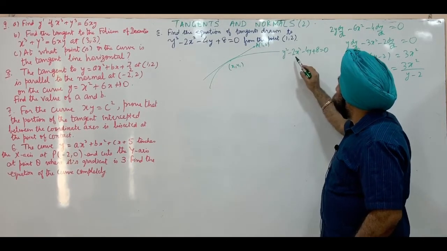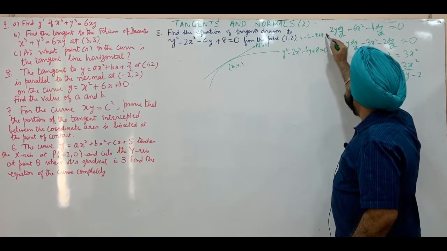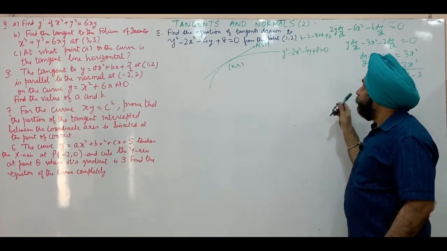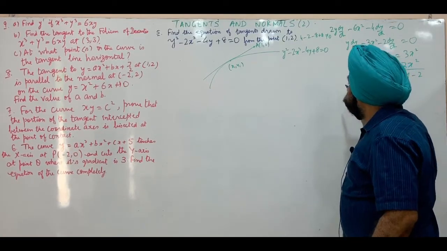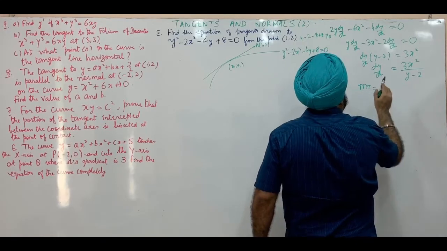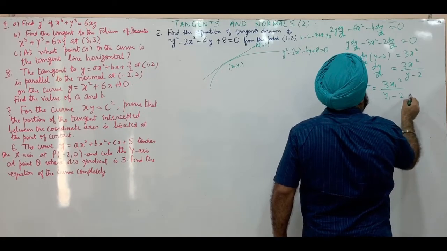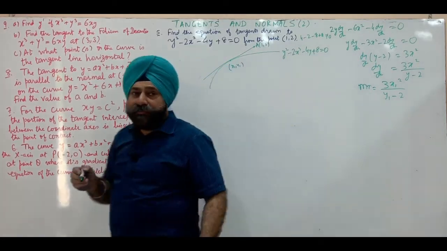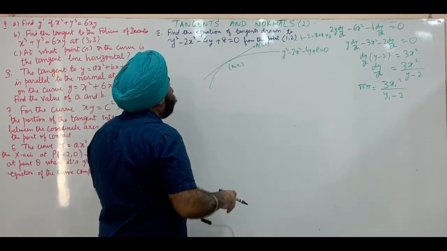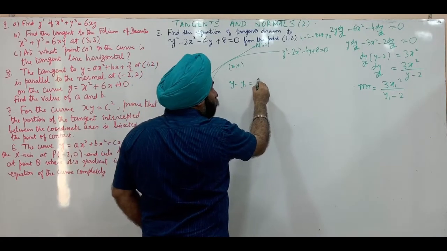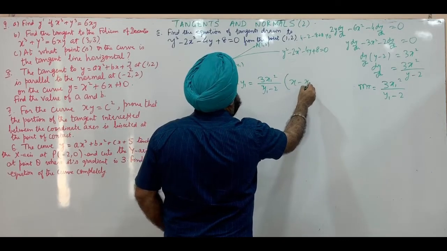1 comma 2 we substitute here, we get 4 minus 2 minus 8 plus 8. This is not equal to 0. So that means this is a point outside this curve. So this is dy by dx. And what is slope of tangent at point x1 y1? This is 3x1 square upon y1 minus 2. From slope of tangent and from point x1 y1, we can write equation of tangent. Y minus y1 is equal to slope of tangent, 3x1 square upon y1 minus 2, into x minus x1.